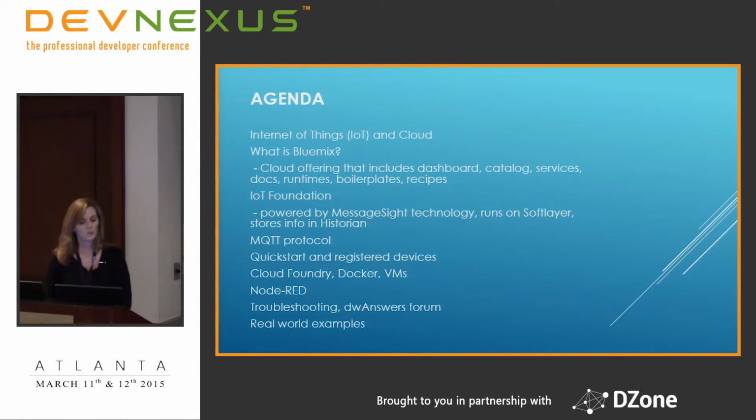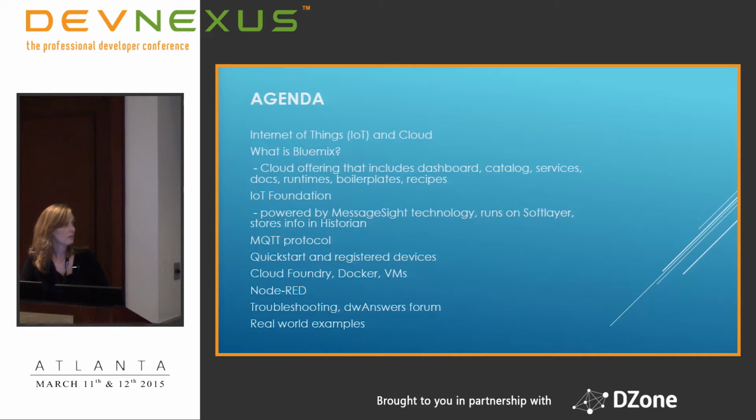Okay, so here's the agenda that we're going to go over. I'm just going to talk a little bit about the Internet of Things in the cloud and talk to you about what is Bluemix. That is IBM's cloud offering. It includes a dashboard, catalog, services, some documentation, runtimes, boilerplates, and recipes. The service IoT Foundation is IBM's offering for the Internet of Things that can be done either in Bluemix or as a standalone that you can buy separately outside of Bluemix.